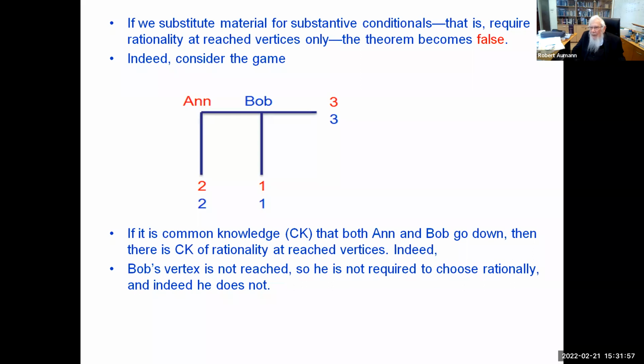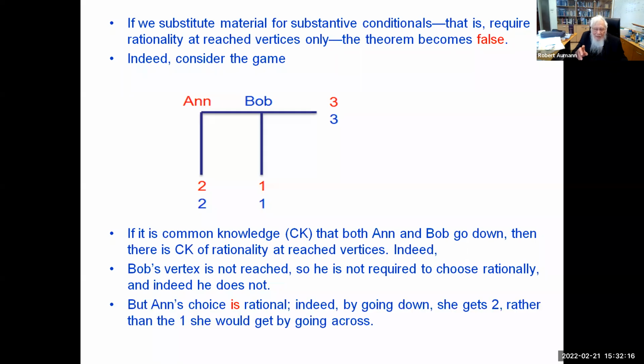Where they both go down, Bob's vertex is not reached. If we only require that people are rational at reached vertices, then it's fine. He's not required to choose rationally, and indeed he does not, but he goes down. But Anne's choice is rational. Indeed, by going down she gets 2, rather than the 1 she would get by going across. And remember how we defined rationality: by following the strategies that we know take place.